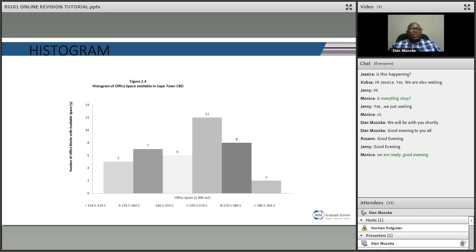As well, your frequency must always be on the vertical axis. Number of office blocks, that is what we were talking about, and your categories or classes are on your horizontal axis, which is the x-axis. Always, please, always. Definitely in the examination, you're going to be asked to do graphical presentation. We don't know which one, but if you do get asked to do that, you should be able to represent your frequency on the vertical axis and your categories on the x-axis.